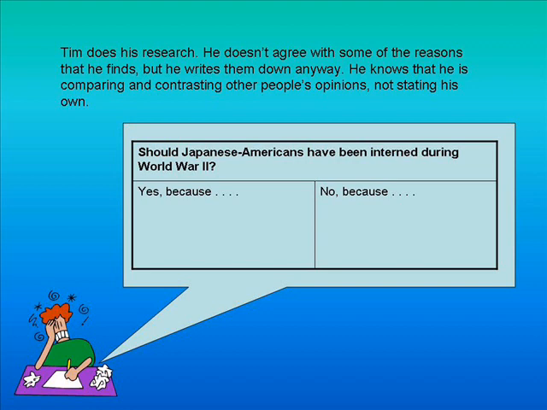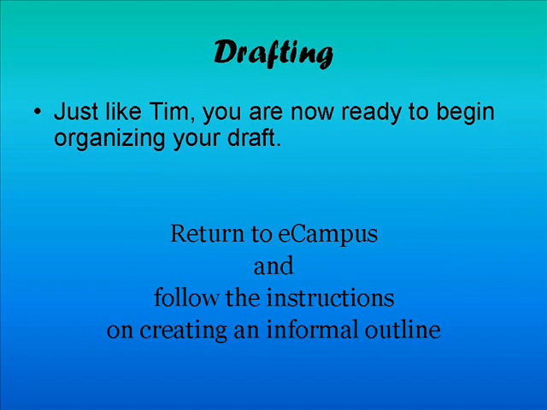So he starts with a chart. He has the question that he's asking, and he's going to make a list of why people believed that it was okay, and why people did not believe it was okay. Just like Tim, you're now ready to begin organizing your draft. So return to eCampus and follow the instructions there on creating an informal outline.